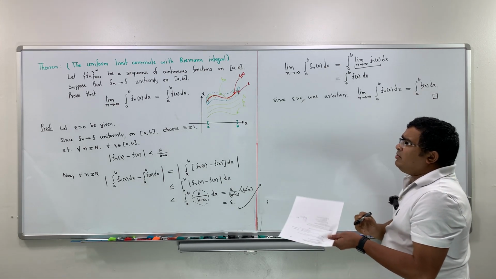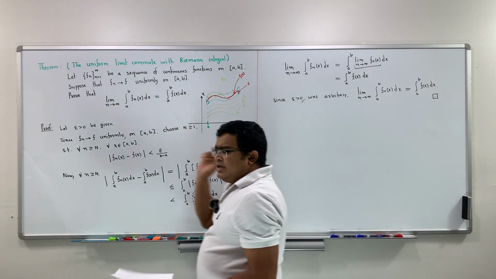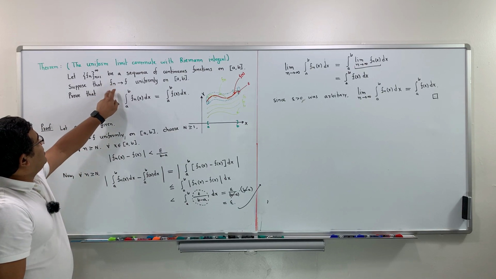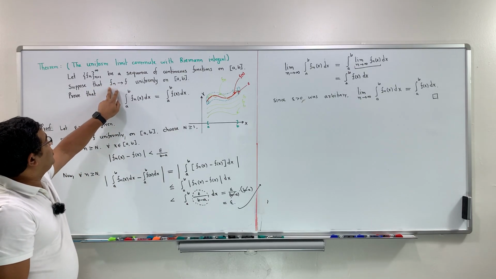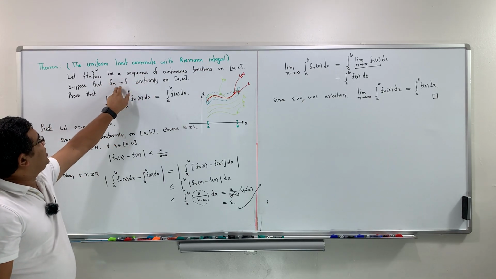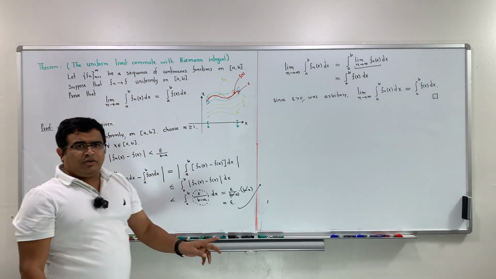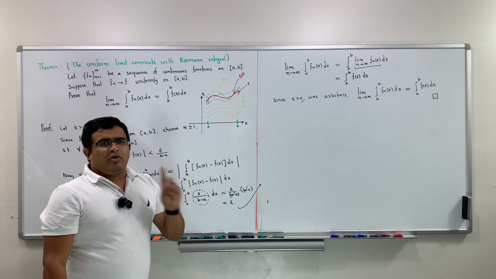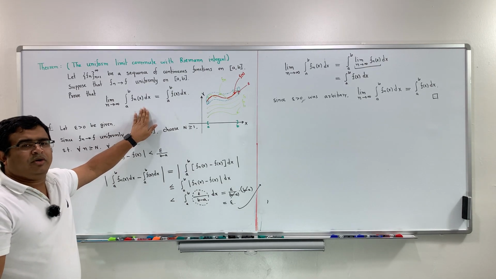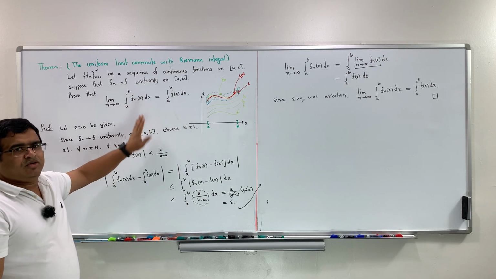Now remember that this theorem is true only when the sequence of functions f_n converges to f uniformly. If the sequence of functions f_n converges to f pointwise, I repeat, pointwise, then this theorem is not true. It is only true when it converges uniformly, not pointwise.